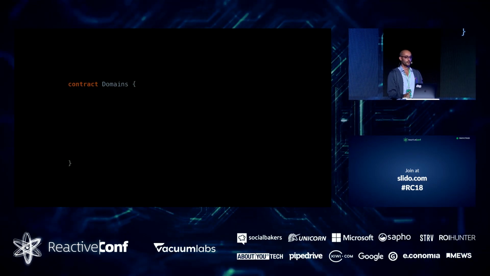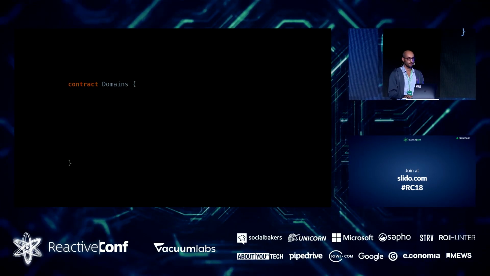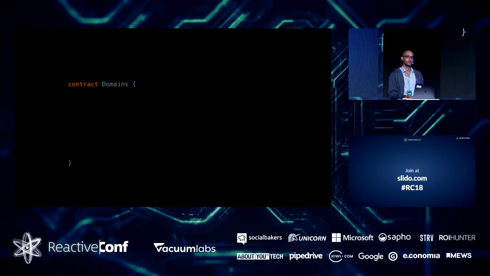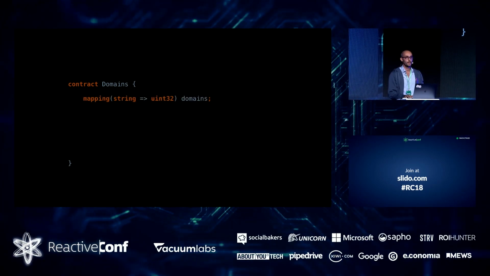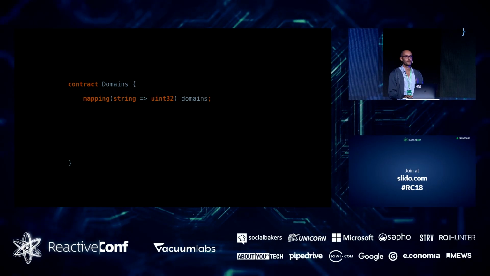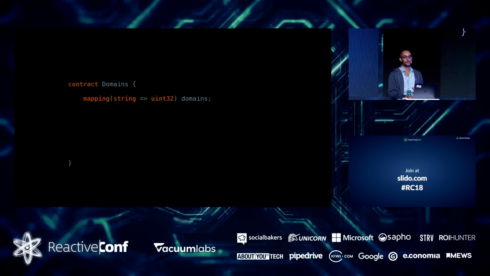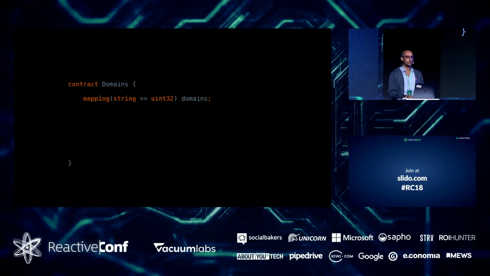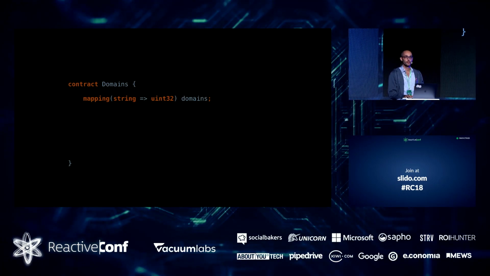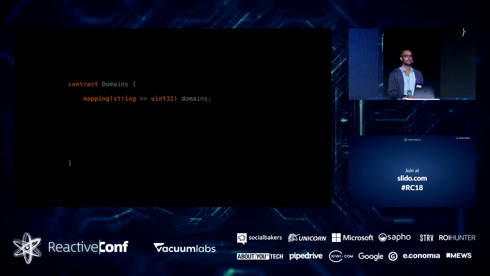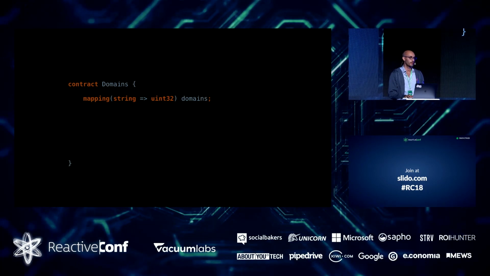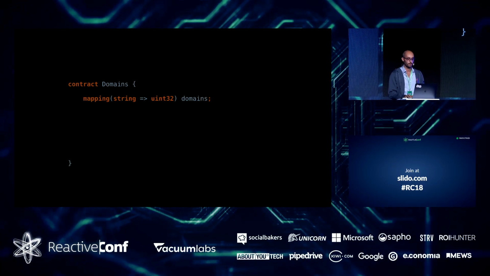So first I'll define my contract. We'll call it domains. And then I'll define all the data I want to store inside of it. So in our case, I will insert a mapping that takes a string, a domain, and gives us back an IP. And here I'm going to be using an unsigned integer, which has 4 bytes inside, which is exactly what we need for an IP address. That's the smallest and most concise way.